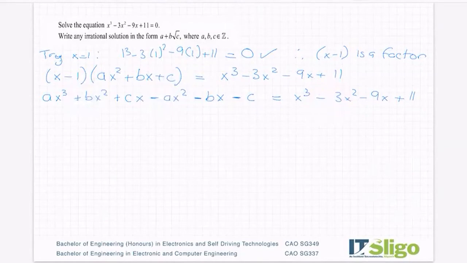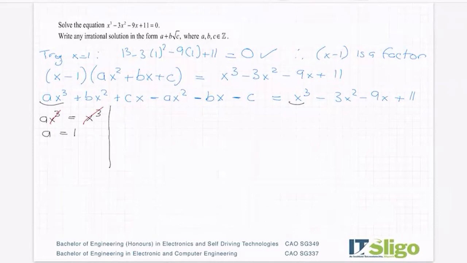Well, you generally write down your x cubes first. So ax cubed is equal to the x cubed on this side. You can cancel the x cubes then. So now I know that a is equal to 1.